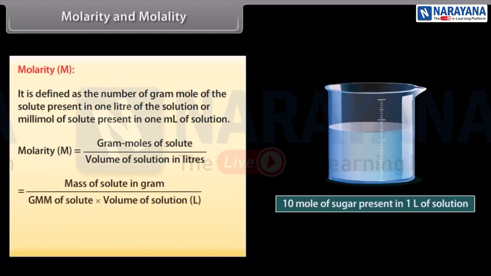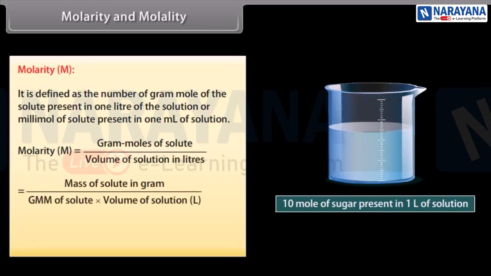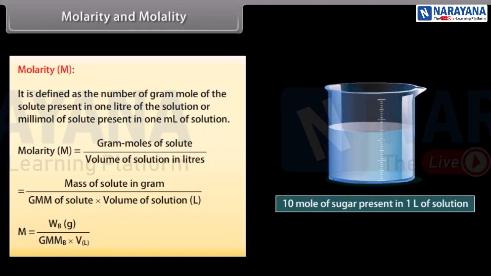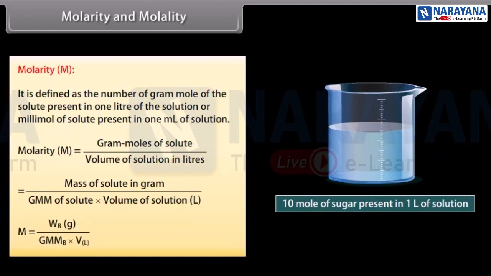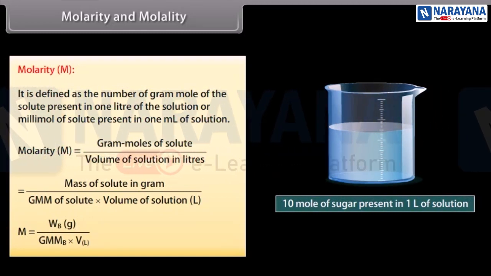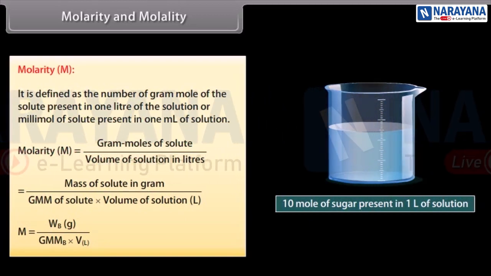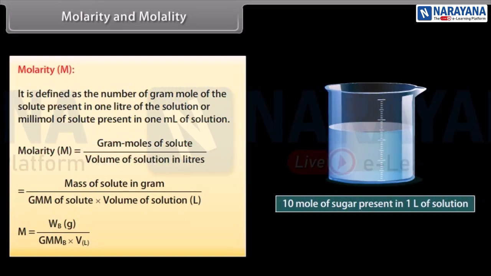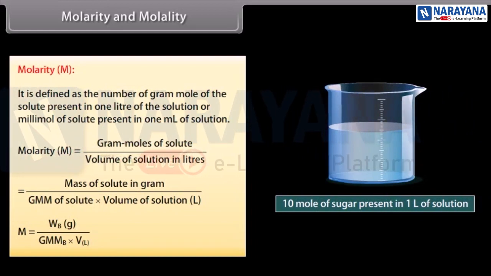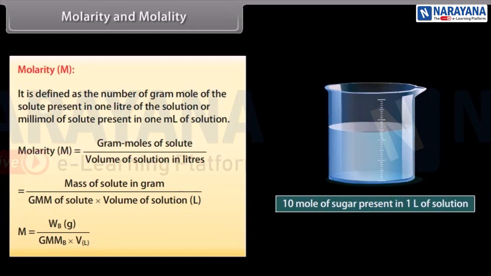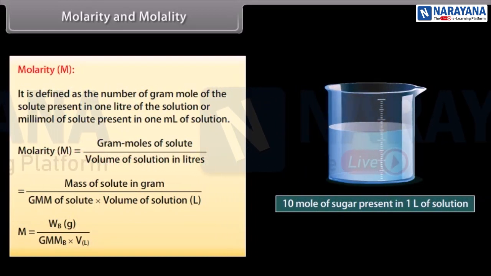Mathematically, molarity is represented by M is equal to Wb in grams divided by product of gram mole mass of B and volume of solution in liter. A solution having molarity 1 is called molar solution.